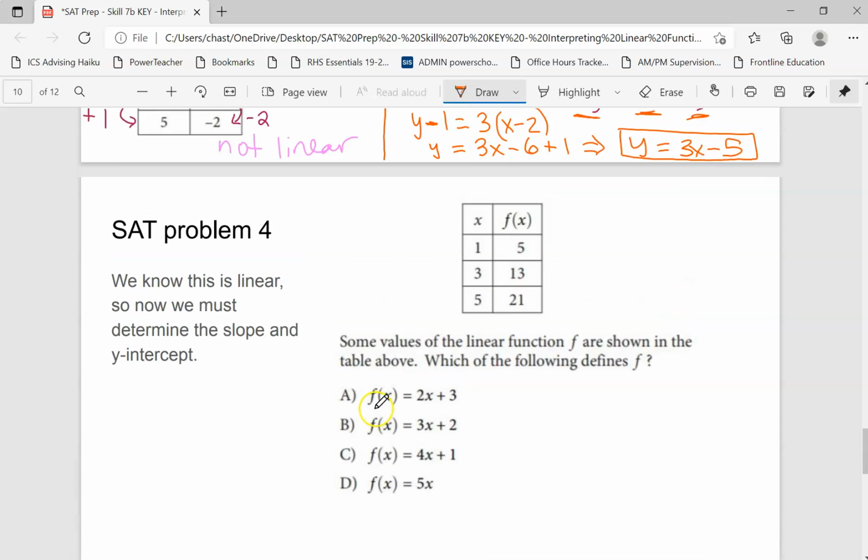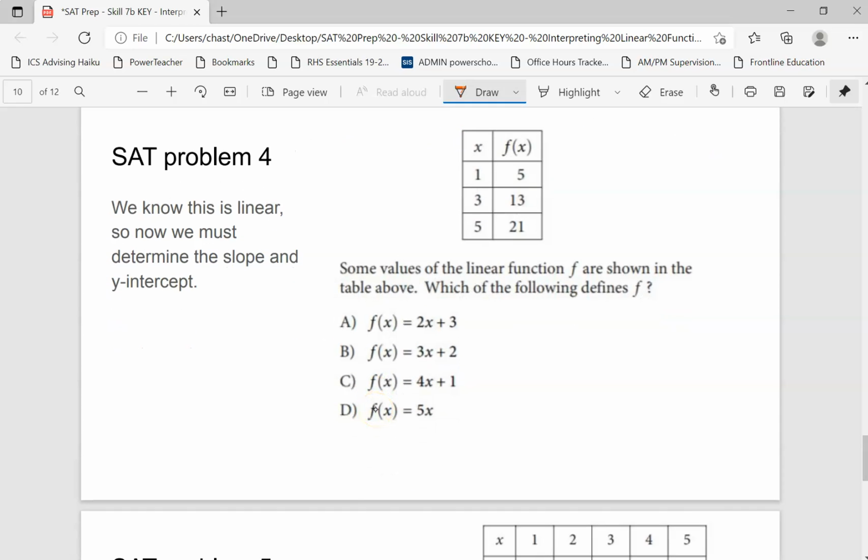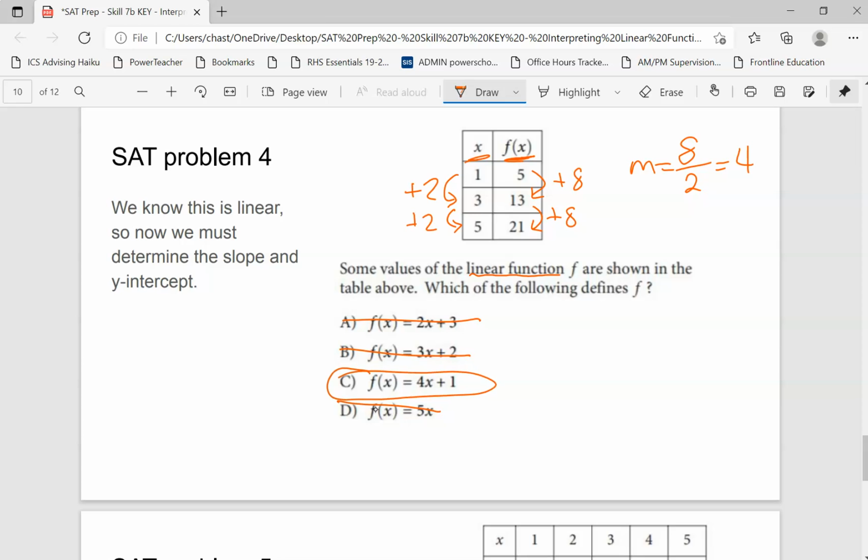So then here's an SAT problem to determine. We know it's linear because they tell us that this is a linear function. So we want to figure out what equation goes with it. So we're going to check our x's, plus 2, plus 2, here plus 8, plus 8. M, you take your rise, which is the f of x, and divide it by the run, which is your x. M is 4. I don't even have to figure out the rest of these because I know that my equation will be C.